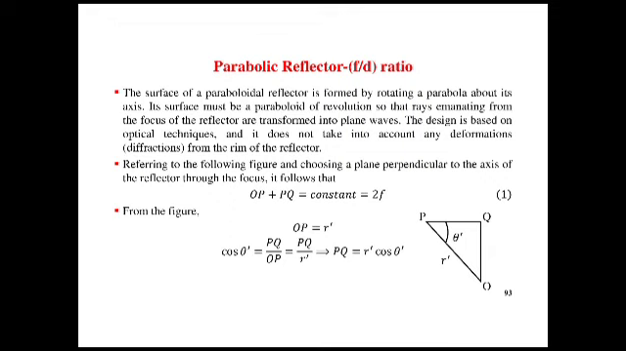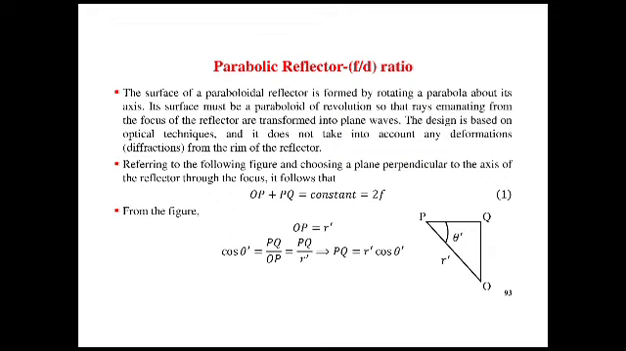The surface of the paraboloid is found by rotating the parabola about the axis. Its surface may be a paraboloid of revolution, so that the rays emanating from the focus of the reflector are transformed into a plane wave. The design is based on optical techniques and is taken into account by deformation.